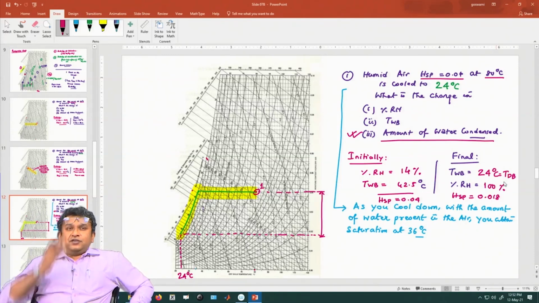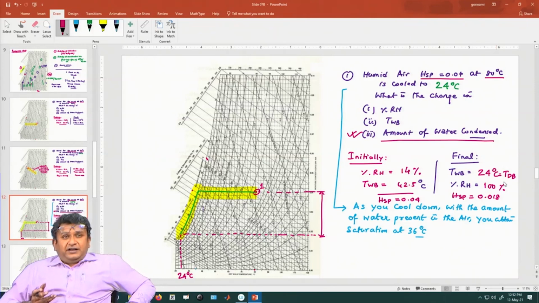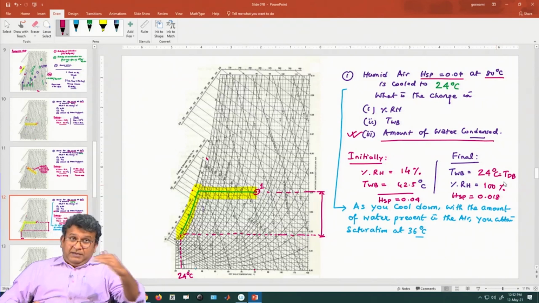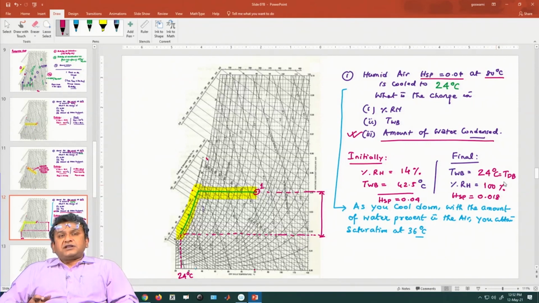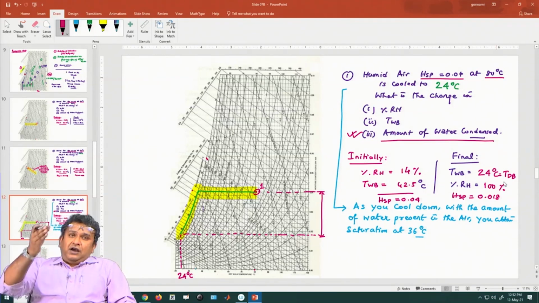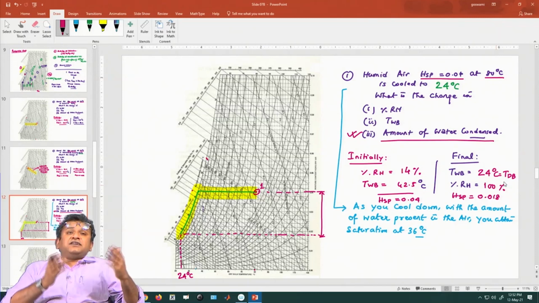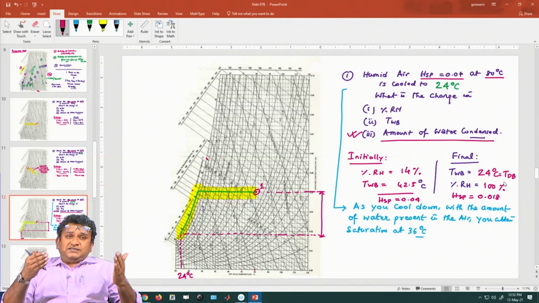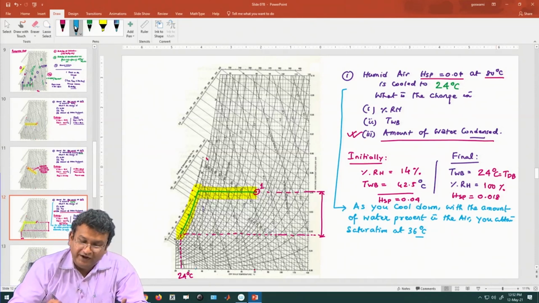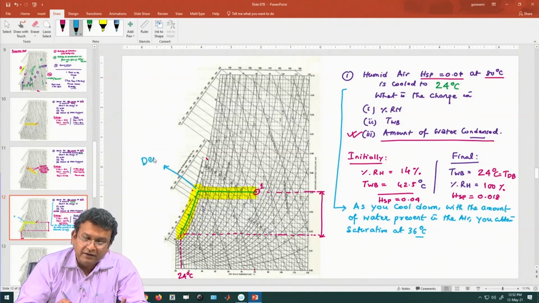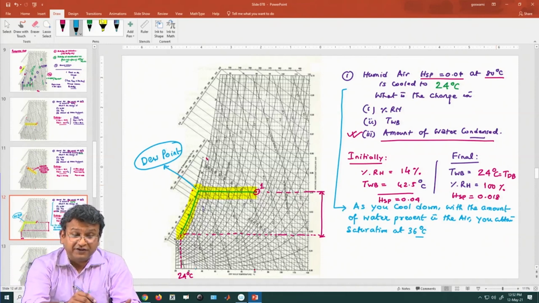This is exactly what happens. Let us say you have 70% relative humidity air at daytime, and now at night because of the cooling, the temperature drops from 30 degrees centigrade to 13 degrees centigrade. Maybe at a certain temperature, with whatever amount of moisture is present, it attains saturation, and if you now cool further, the additional water that is condensing appears in the form of dew, and therefore this particular point is the dew point.